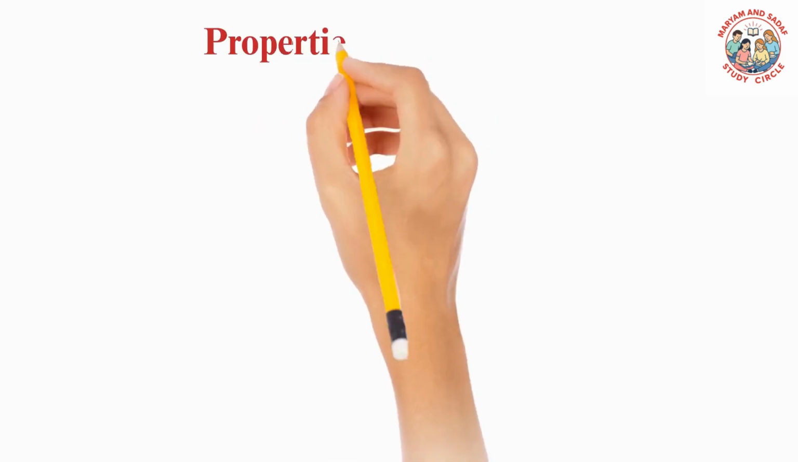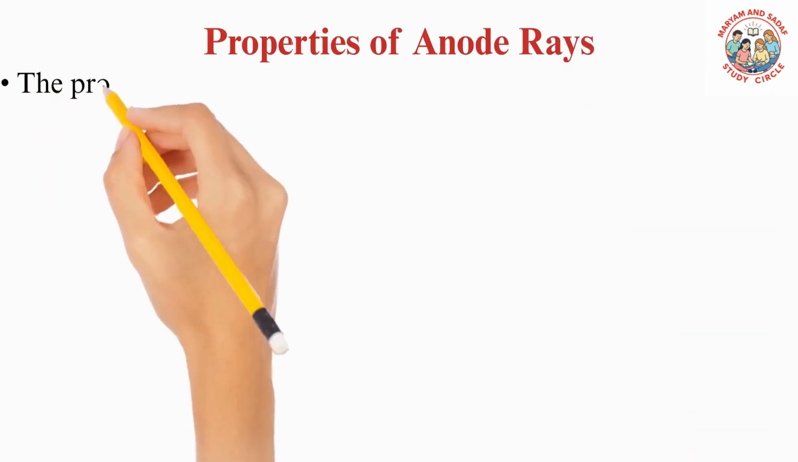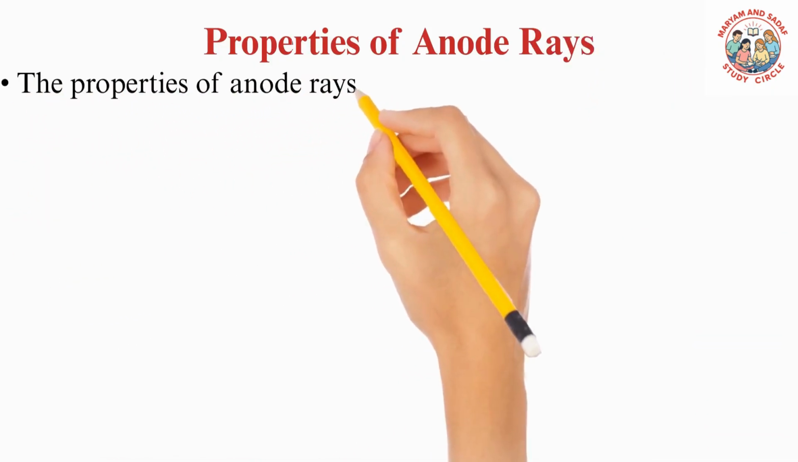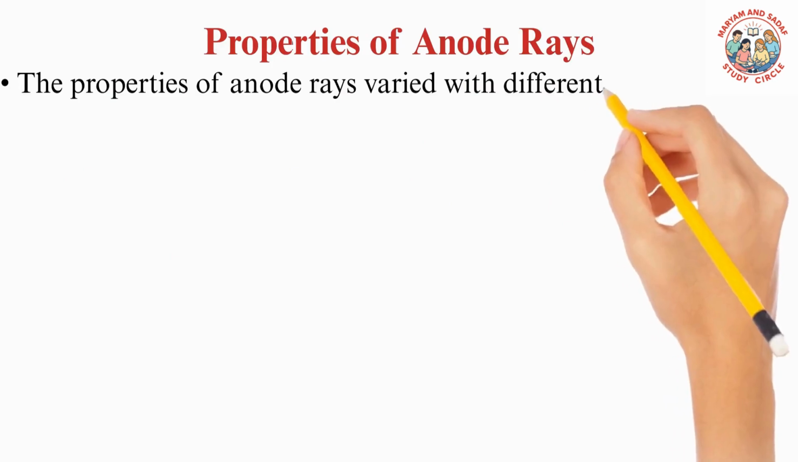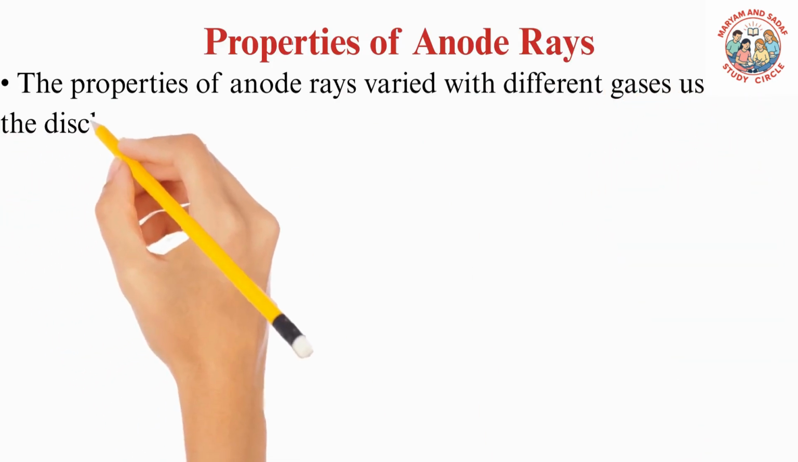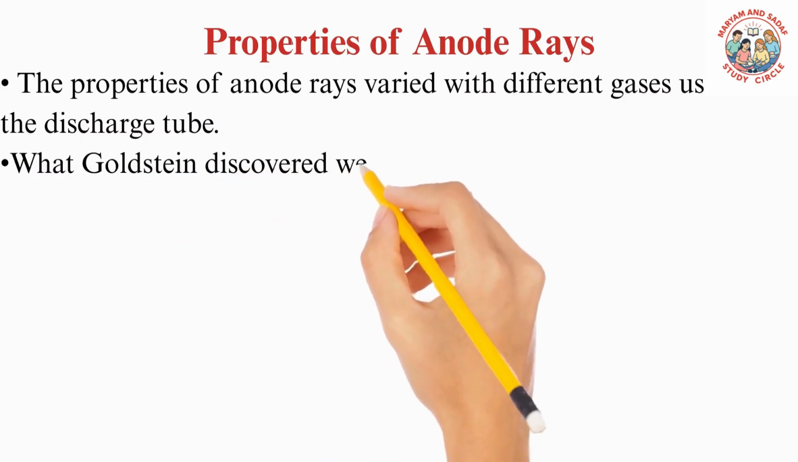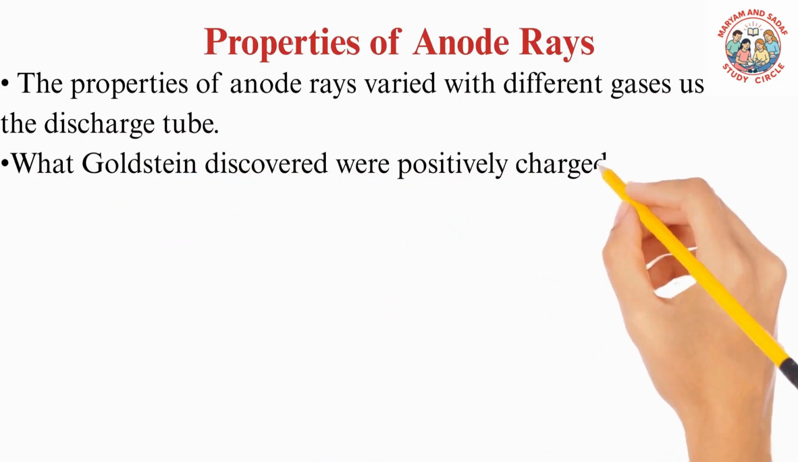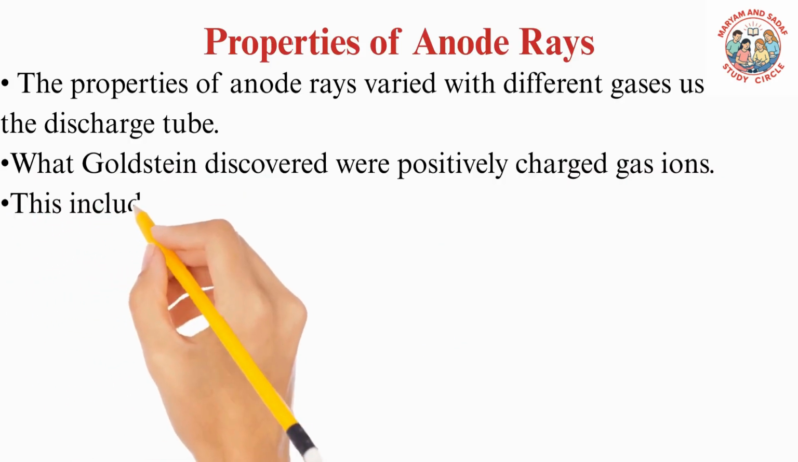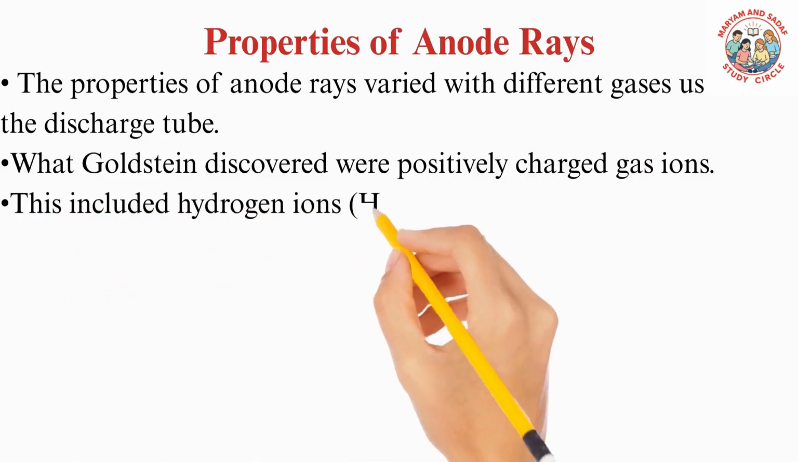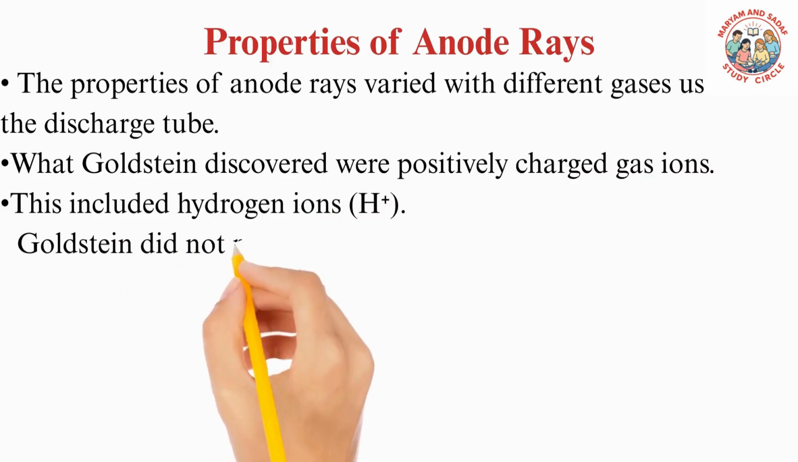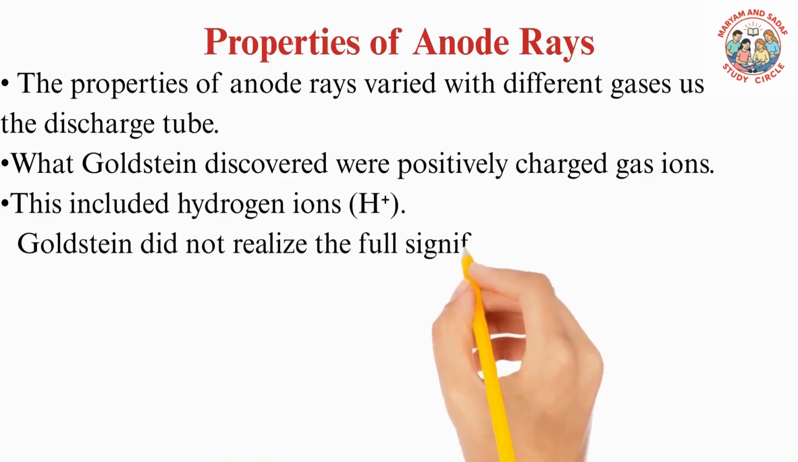Properties of anode rays. The properties of anode rays varied with different gases used in the discharge tube. What Goldstein discovered were positively charged gas ions. This included hydrogen ions. Goldstein did not realize the full significance at the time.